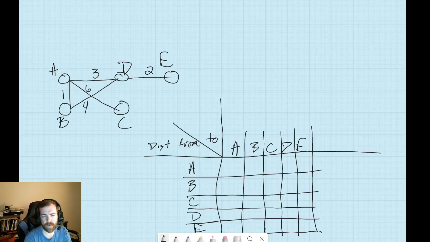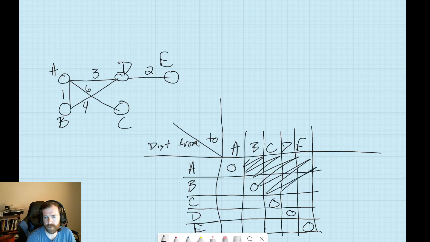So if we want to go from A to A, B to B, etc., these are all just 0, so they don't count. Since this is an undirected graph, then we don't have to worry about traveling from one thing to another. We just need to calculate half of them. So this is going to be a, I forget what kind of matrix they call it. Anyway.